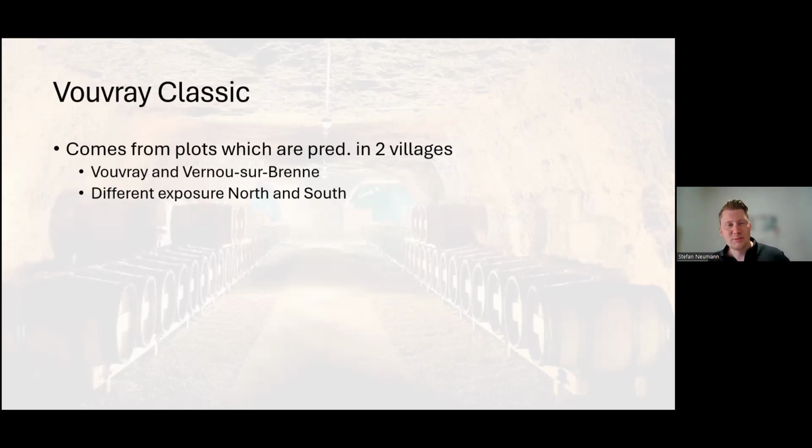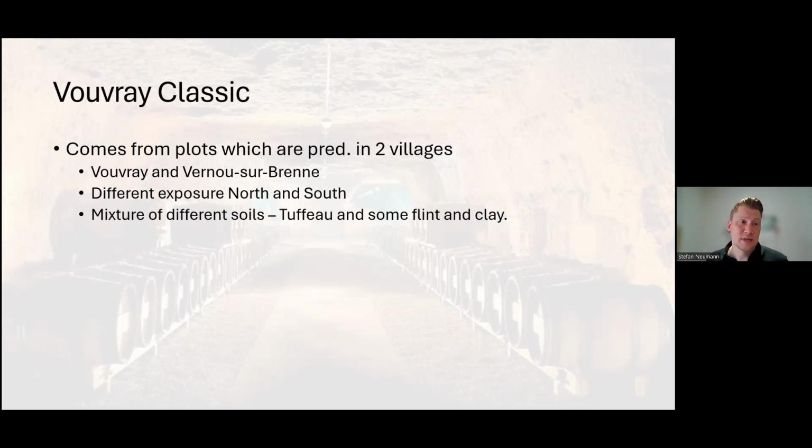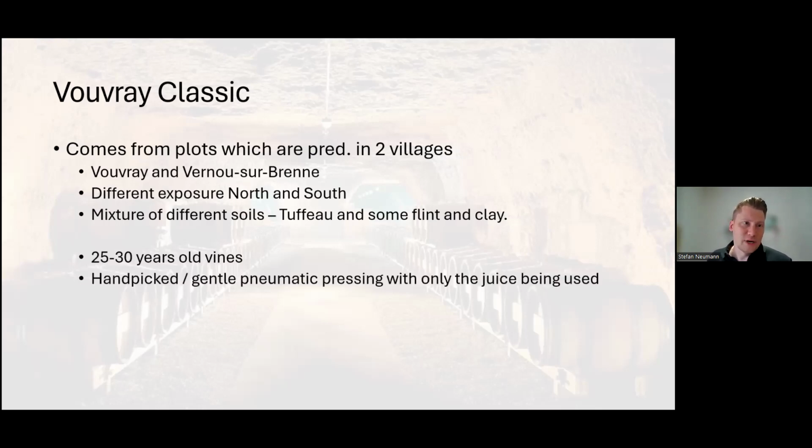The reason why I tell it is because south-facing vineyards are generally speaking, especially with climate change and climate warming, quite warm. Where north-facing vineyards are really preferred these days because they generally have a cooler aspect. So for Marc Brédif and for Vouvray Classique, they use north and south exposed vineyards. Mixture of different soils, predominantly soft chalk, but you do find a bit of flint and clay there as well. And then you've got around 25-year-old vines.